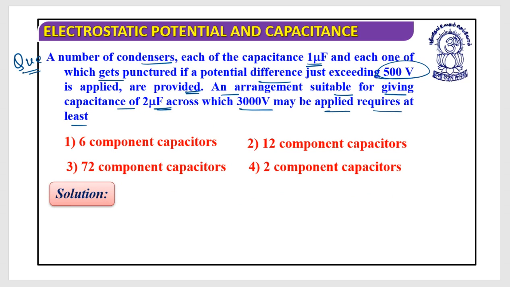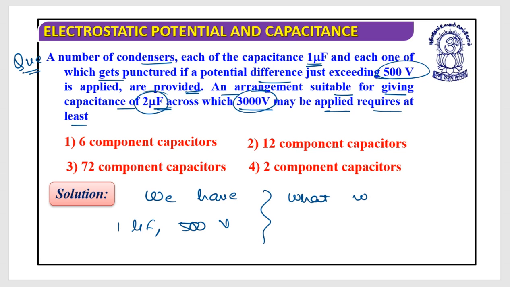Okay, go through the data one more time. What you require is 2 microfarad capacity and 3000 volt. What we have is 1 microfarad and maximum 500 volt. This is the requirement. So what I can consider is that 500 volt is there and I require 3000 volt.